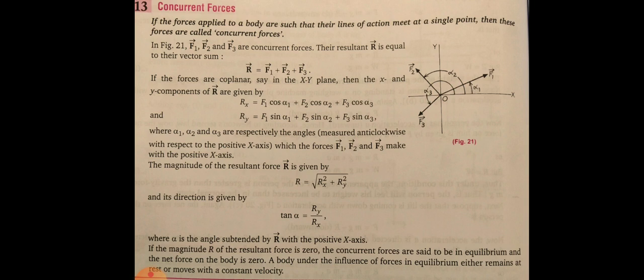So using knowledge of vectors, Rx can be written as F1 cos alpha 1 plus F2 cos alpha 2 plus F3 cos alpha 3 and so on. Similarly, Ry is equal to F1 sin alpha 1 plus F2 sin alpha 2 plus F3 sin alpha 3. If more forces are given, similarly you can find components along x-axis and y-axis.